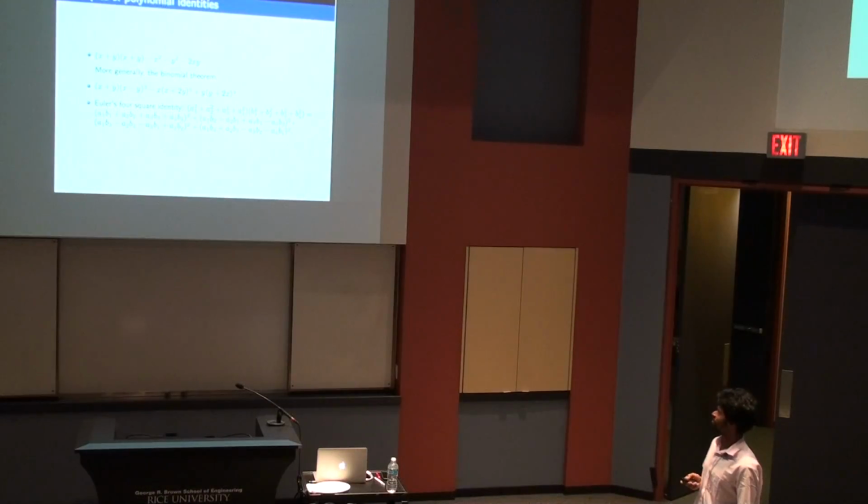There's an even stranger one, something like Euler's 4-square identity, where you take a sum of 4 squares, multiply it with the sum of another 4 squares, and you can write it as a sum of 4 different squares. Okay. And this was actually used by Lagrange to prove the result that any natural number can be written as a sum of 4 squares. So this is one that's actually been used.